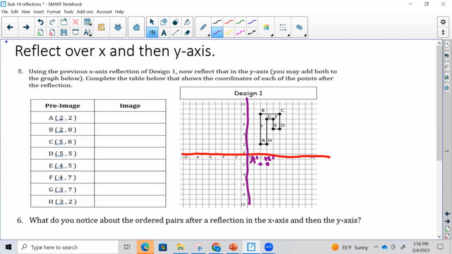So B is 1, 2, 3, 4, 5, 6, 7, 8. And so I'm going to count 8 to that line down, 1, 2, 3, 4, 5, 6, 7, 8. And this is going to be B prime. And then C is also 8 above because it's the same. So C would be here. And then D, I would count again to that line. So it's 1, 2, 3, 4, 5, and I'm going to count 1, 2, 3, 4, 5. And then this is D prime.